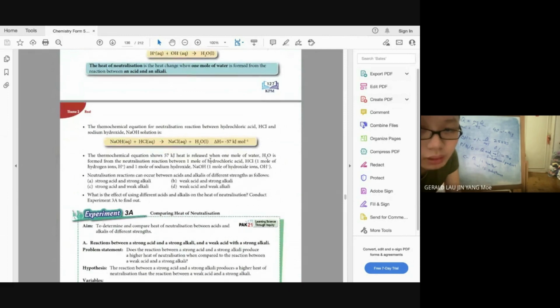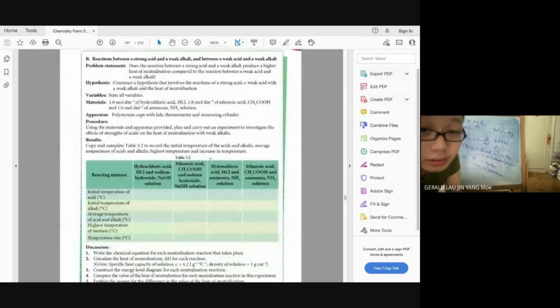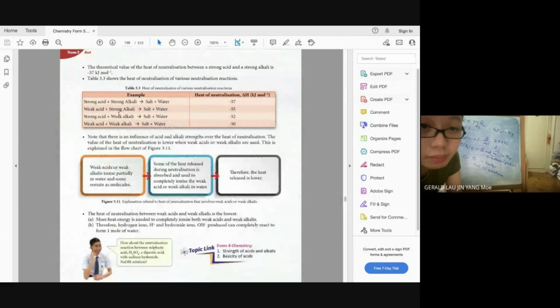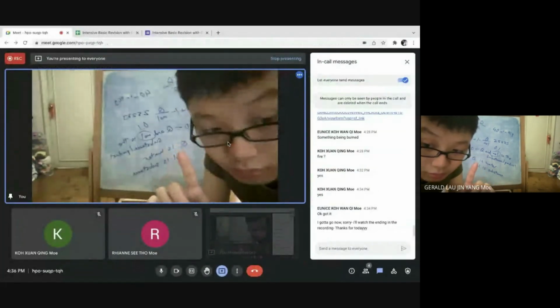Okay? Now, one thing I want to highlight here. Look here. Strong acid with strong alkali, the heat of neutralization is high. But you see, why when we use weak acid or weak alkali, it will decrease? This is the explanation.